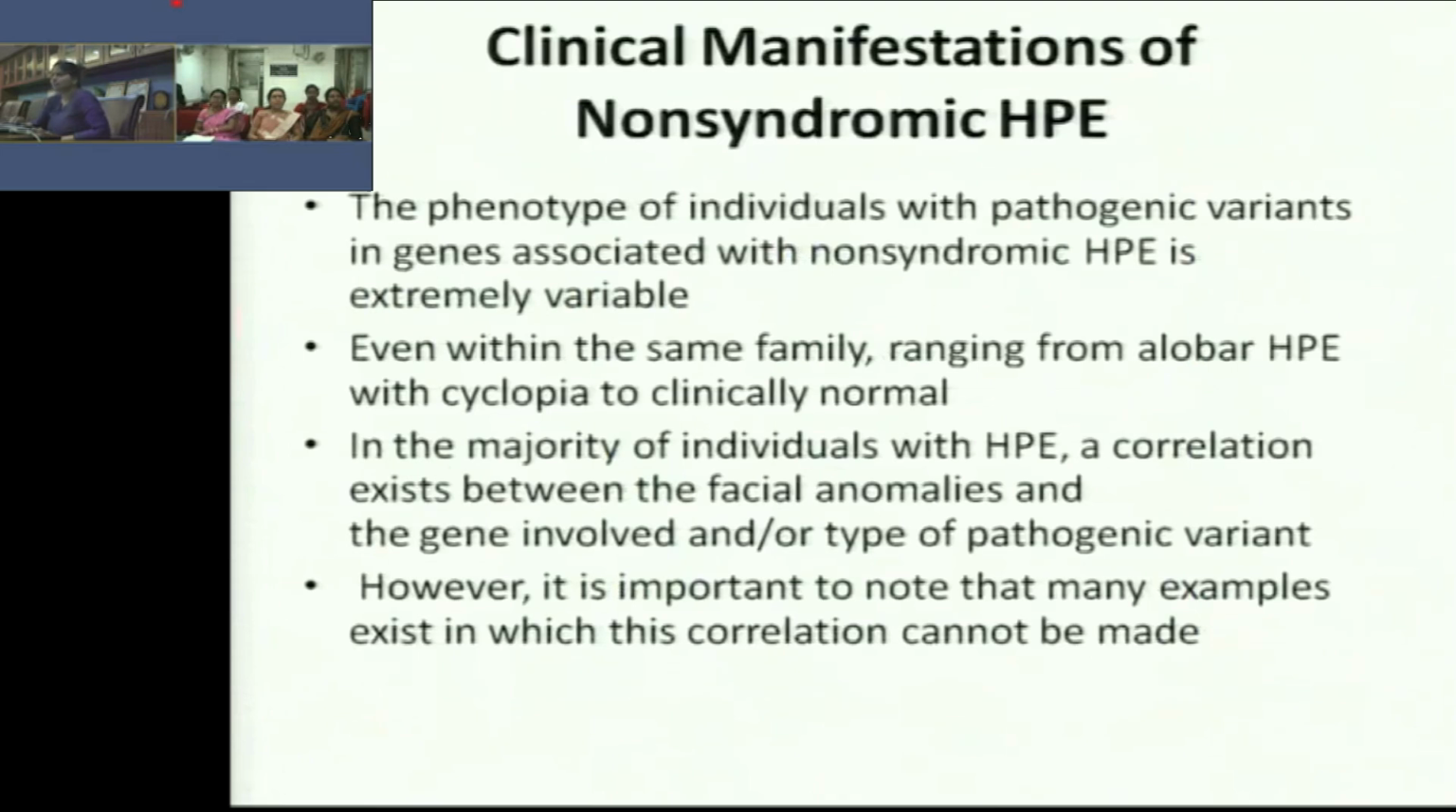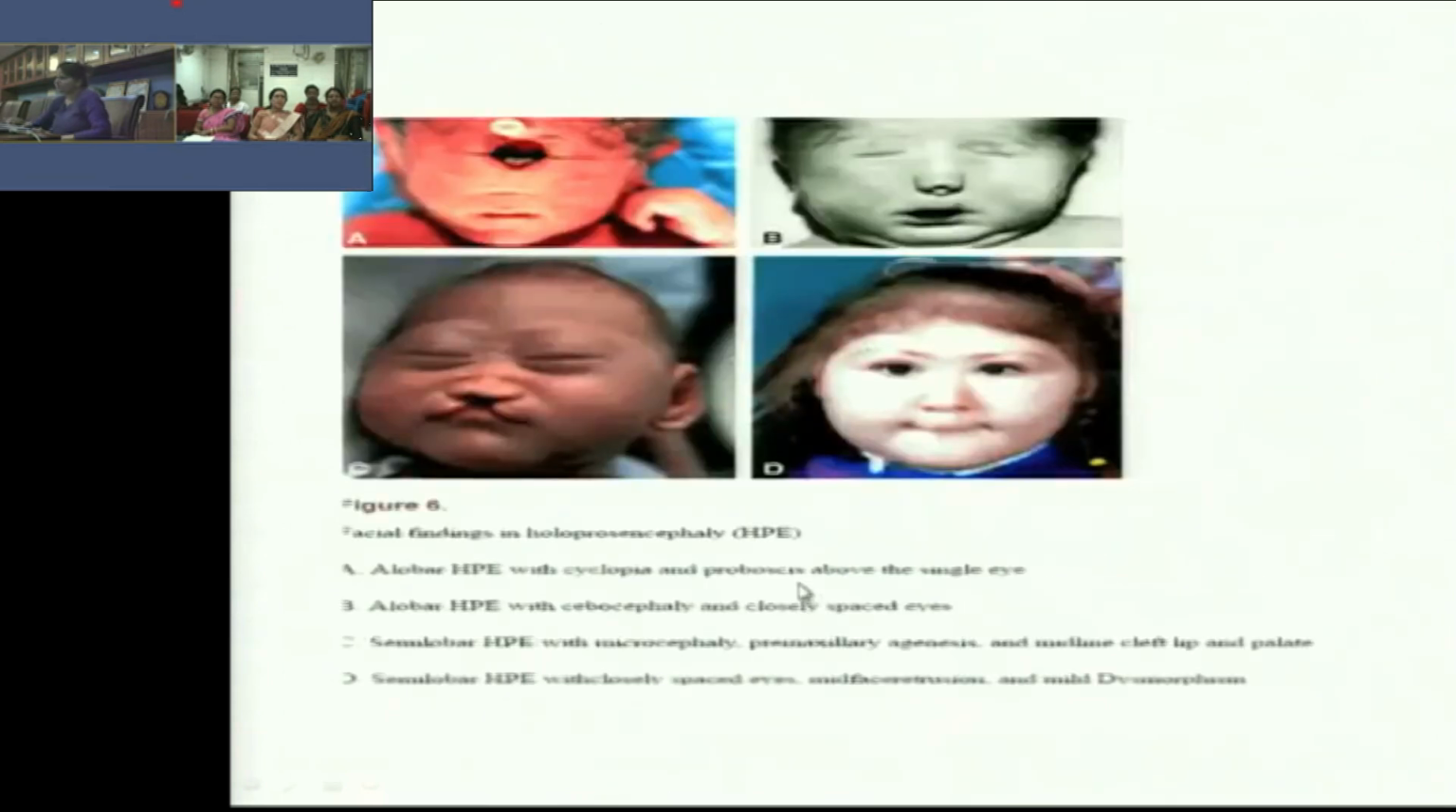The clinical manifestation of the non-syndromic form, the phenotype of individuals with pathogenic variants in these genes, is extremely variable. Even in the same family, there is clinical variability. It could be from lobar to clinically normal. In the majority of individuals with HPE, a correlation exists between the facial anomalies and the gene involved or type of pathogenic variant.